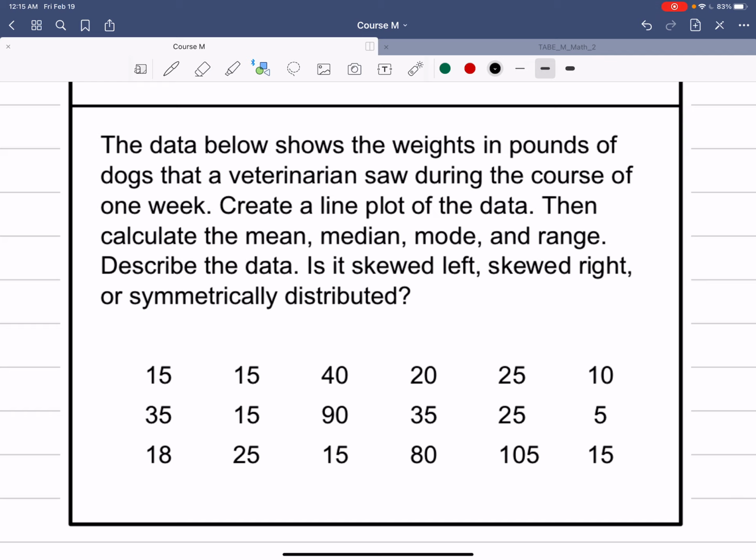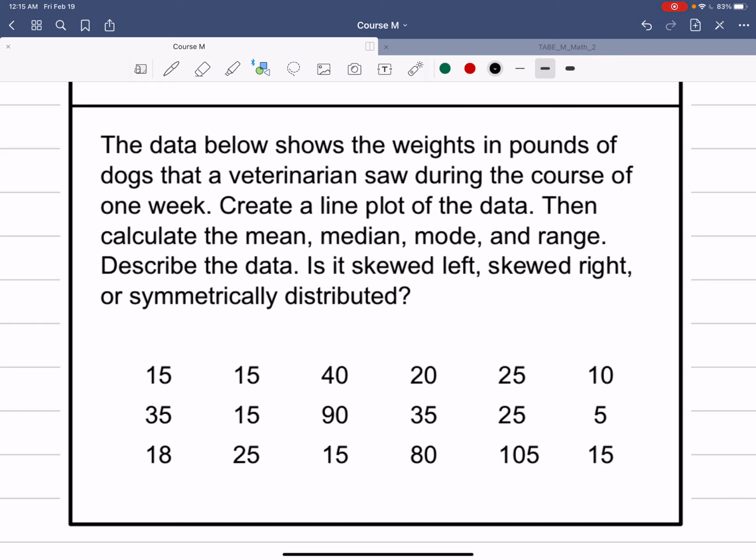The data below shows the weights in pounds of dogs that a veterinarian saw during the course of 1 week. Create a line plot of the data. Then calculate the mean, median, mode, and range. Describe the data. Is it skewed left, skewed right, or symmetrically distributed? So we need to do a lot of things here. But the first thing I'm going to do is to create that line plot.